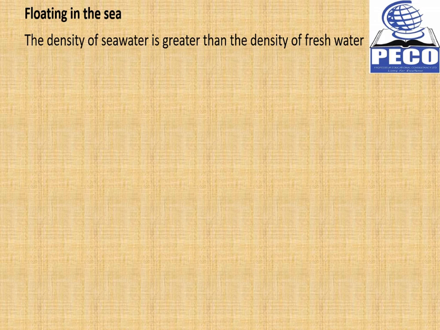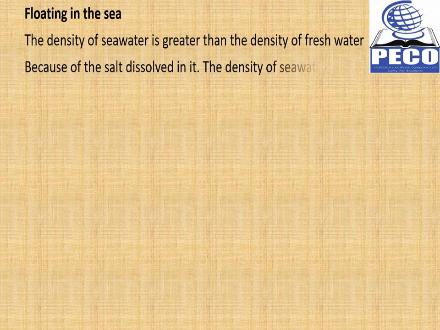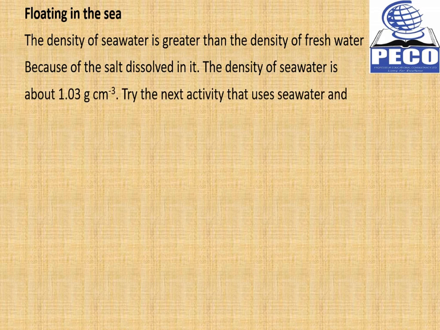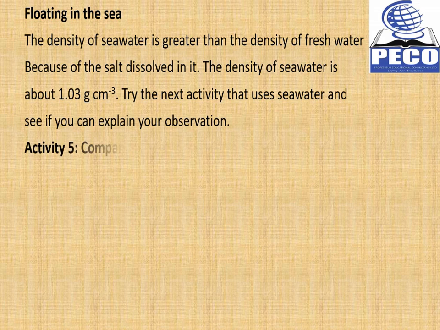the density of seawater is greater than the density of fresh water. Why? Because of the salt dissolved in it. Seawater has salt and therefore it has impurities, making the density of seawater slightly more than that of fresh water, which is just 1 gram. This is 1.03 grams per cubic centimeter. So try the next activity that uses seawater and see if you can explain your observation.